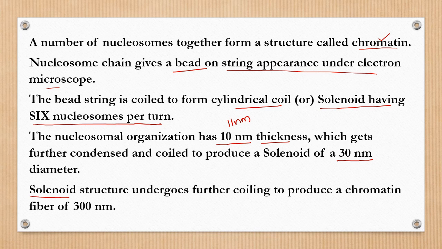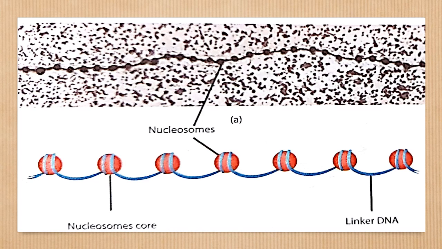This solenoid structure further coils to produce a chromatin fiber of 300 nanometer. Under the electron microscope, the nucleosomes appear like this, in a thread. A diagram is given here. If you imagine a thread, in that thread the nucleosomes appear as beads on a thread.